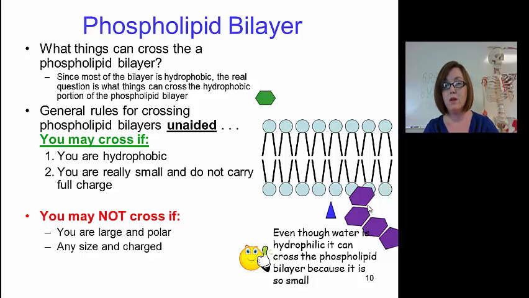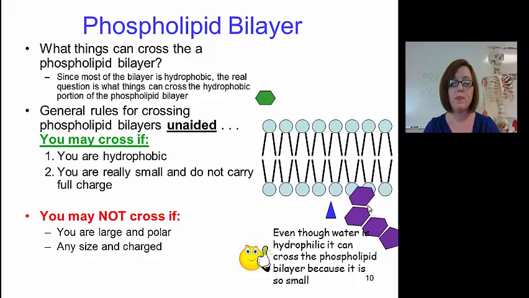You also can't cross no matter how big or small you are if you're charged. So even if you're a teeny tiny little hydrogen ion, you're made of nothing but a single proton. It doesn't get any smaller than that. It's the smallest thing we really come into contact with in this class, a hydrogen ion, a proton. It is an ion. It cannot cross the phospholipid bilayer unaided.